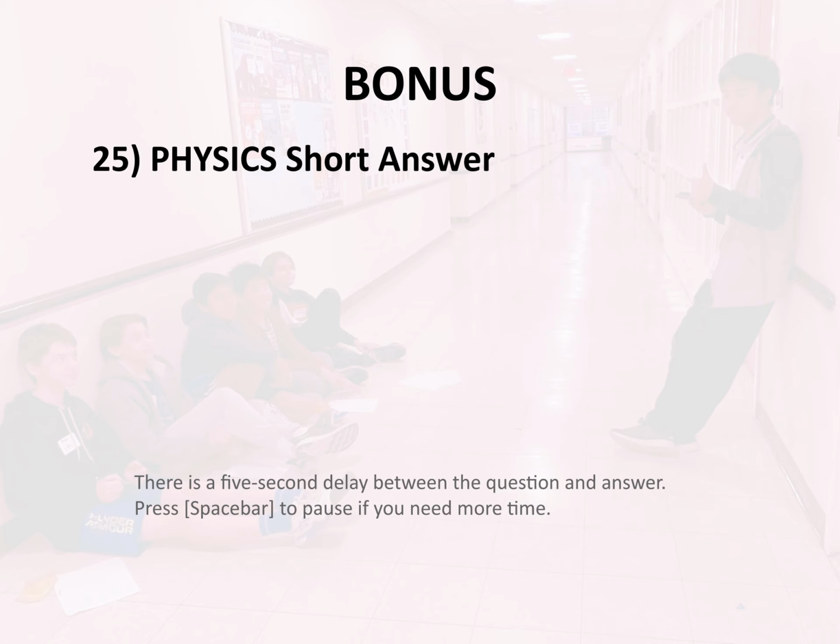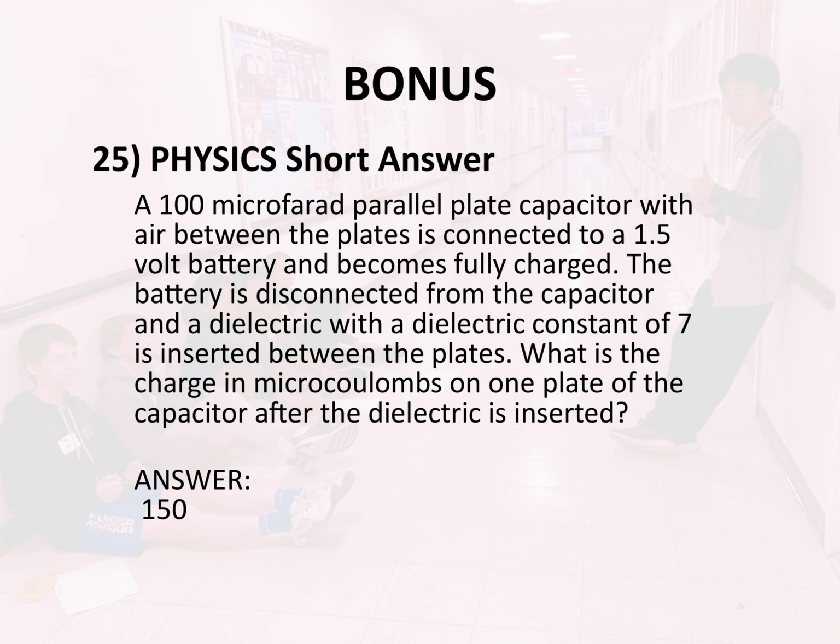Bonus 25. Physics. Short answer. A 100 microfarad parallel plate capacitor with air between the plates is connected to a 1.5 volt battery and becomes fully charged. The battery is disconnected from the capacitor and a dielectric with a dielectric constant of 7 is inserted between the plates. What is the charge in microcoulombs on one plate of the capacitor after the dielectric is inserted? Answer: 150.